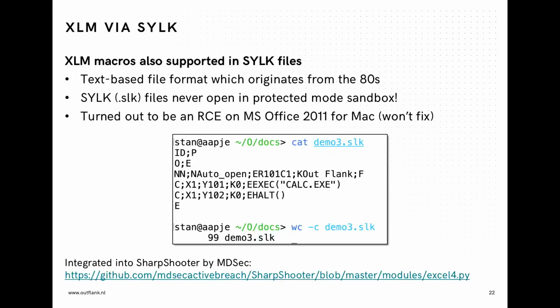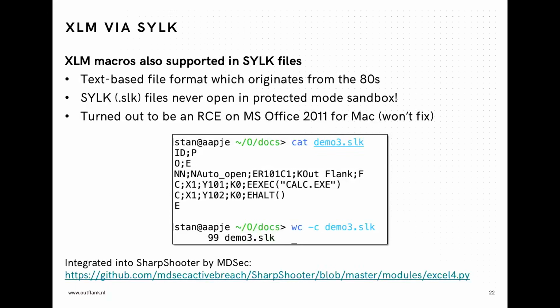So you might be familiar that after downloading a regular Excel file in the default setting, you have to click Enable Editing to get out of this protected view sandbox. Because SLK files are completely ASCII-based, Microsoft has decided that they do not open in the protected view sandbox. So that's a good thing to begin with. And what you see there is less than 100 bytes. It's 99 bytes to pop calculator via Excel 4.0 macros within a SLK file.